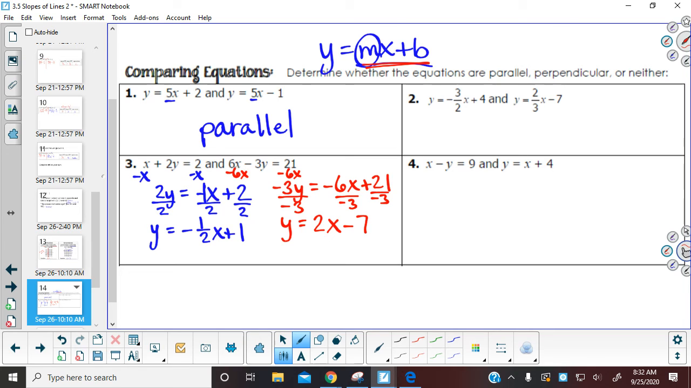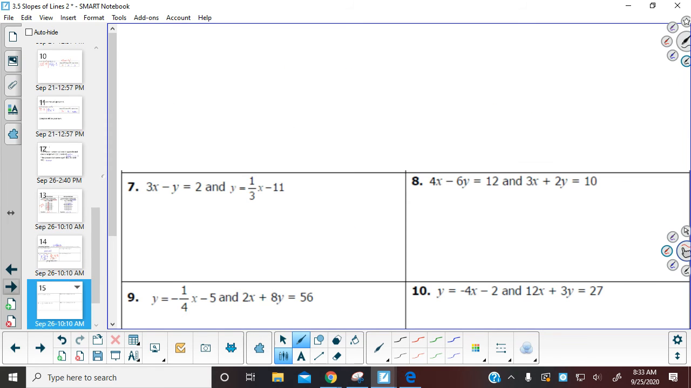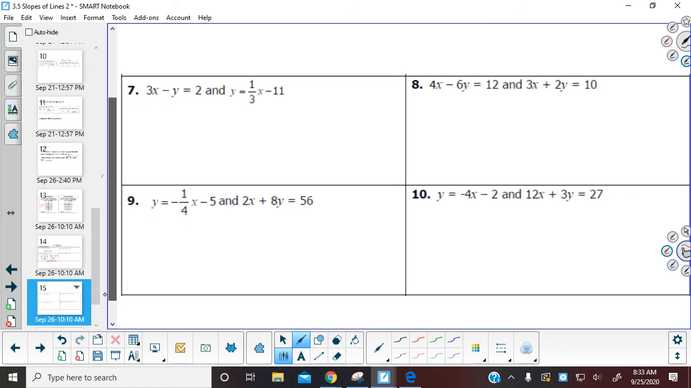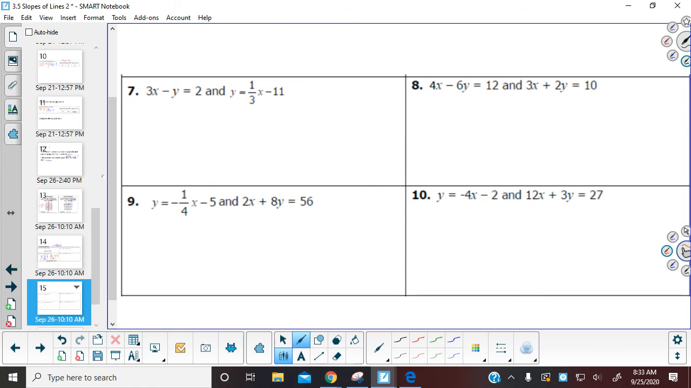Now, from here, you're right back to what you did for example 1. We are just going to look at these two slopes, so negative 1/2 and positive 2. They are not the same, so they're not parallel, but they are opposite reciprocals, so they are perpendicular. Okay? So I'm going to go ahead and do number 7 together, and then I'm going to let you try out number 9 on your own.